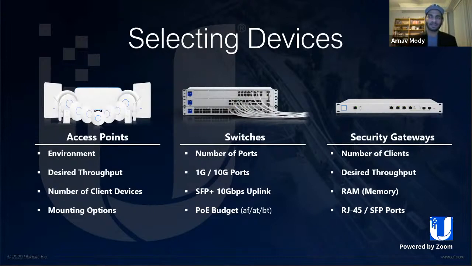But for now, let's get back into it. So access points. The access points, as I mentioned, are in UniFi, often the small round things, and that's what gives Wi-Fi to your client devices. So in access points, what are some of the things we think about? Number one is your environment. Is it outdoor or indoor?